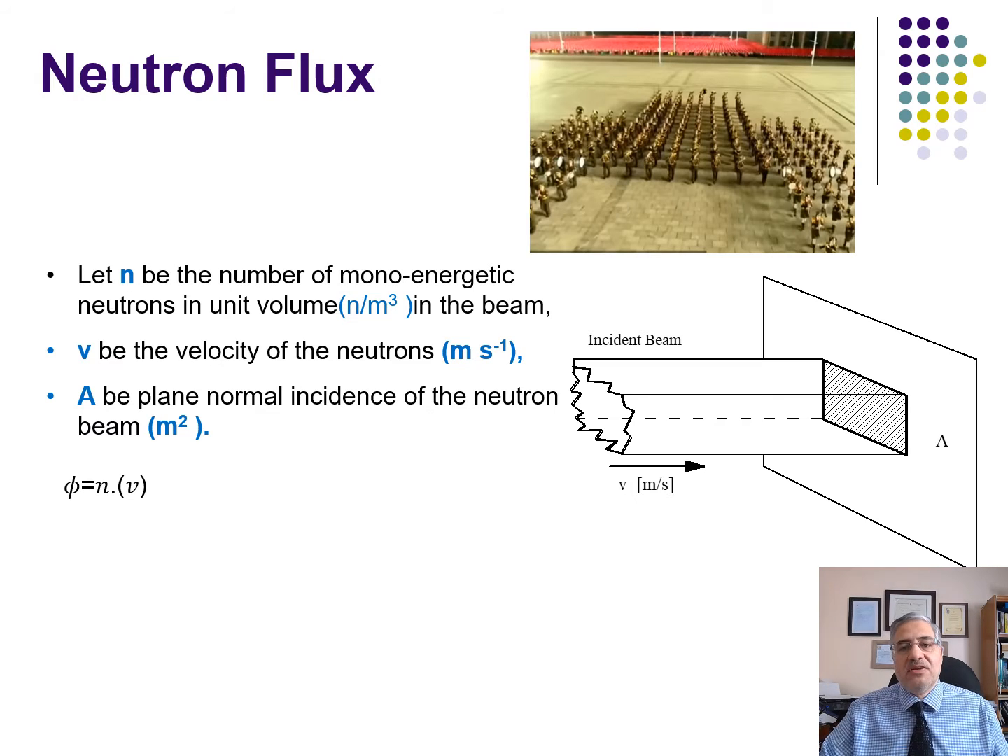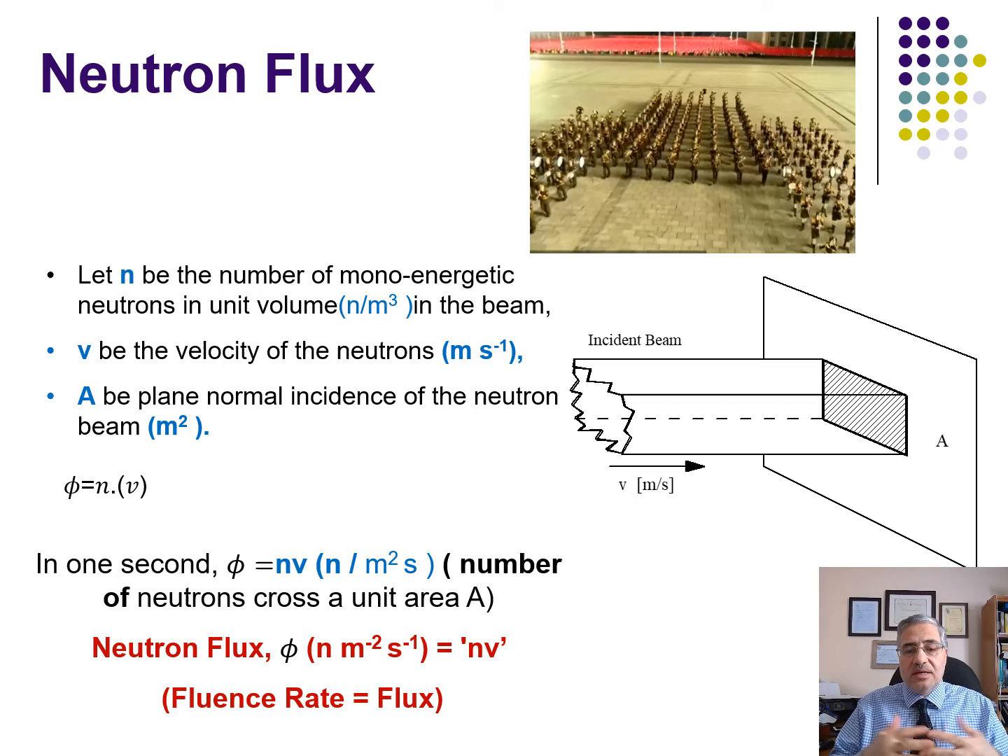Suppose that you have n neutrons traveling from different directions and falling on a unit area. So the number of neutrons per unit volume is n per meter cubed, and they travel with a velocity v meters per second. Therefore the flux is the multiplication of both the number of neutrons and the velocity, because both of them affect the target. The velocity is related to the energy, where E equals 1/2 mv squared.